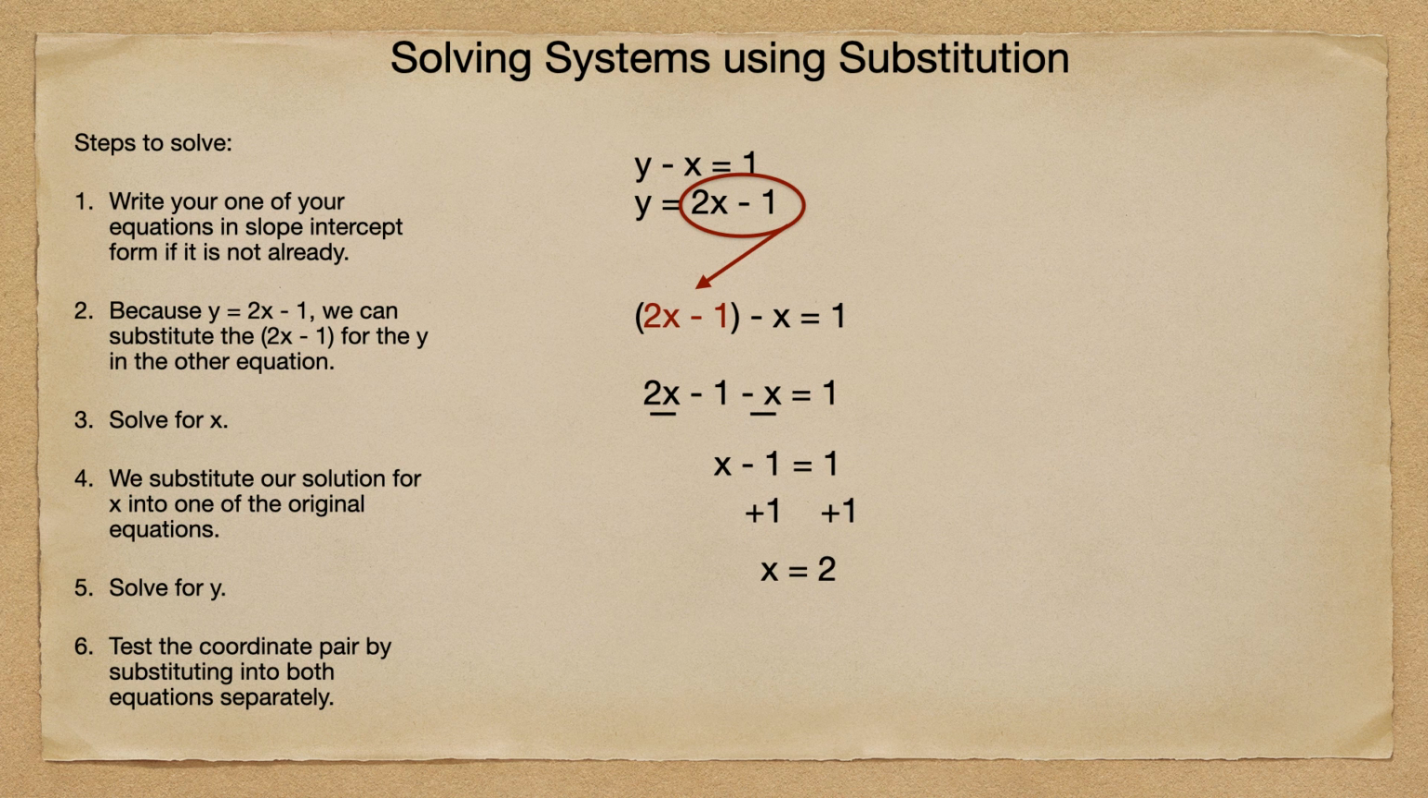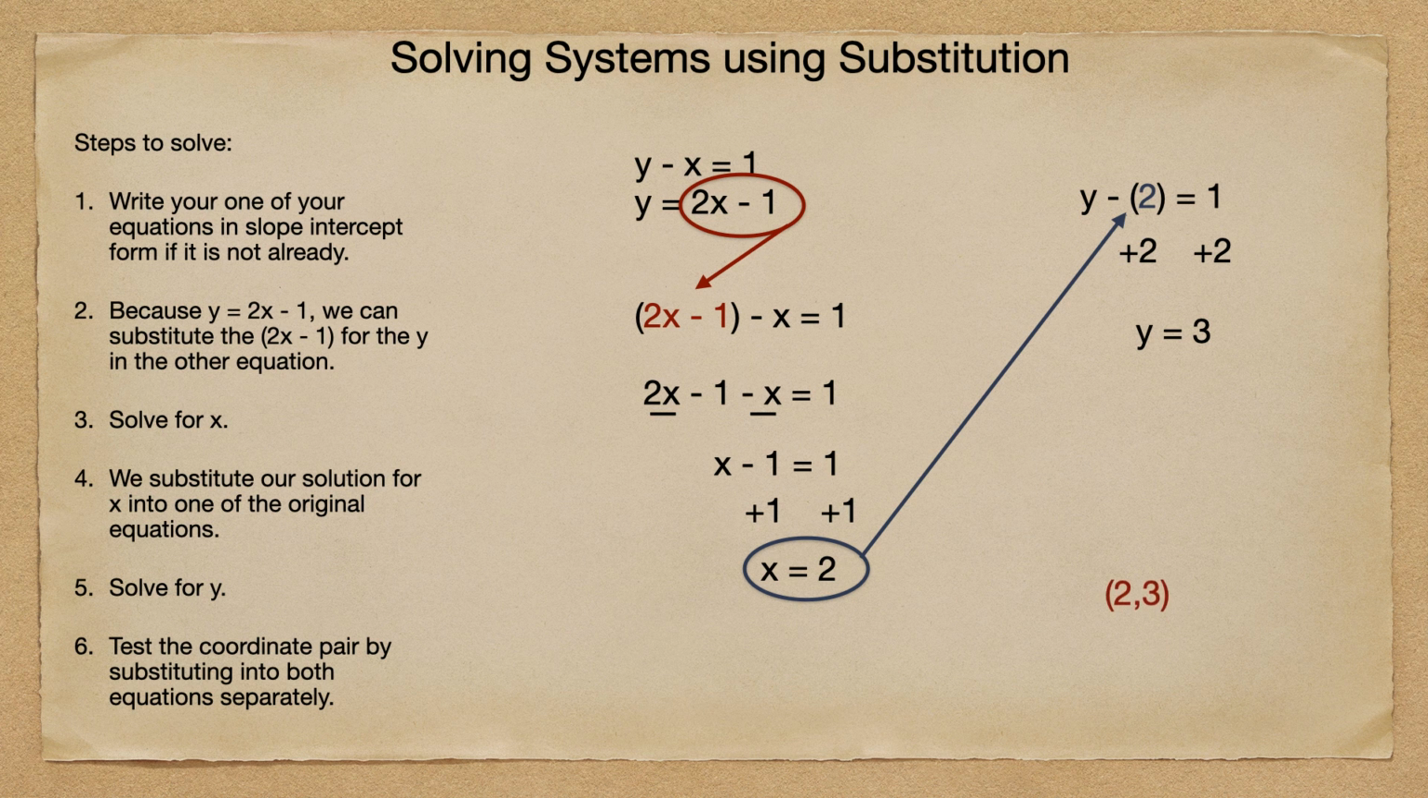Once we have my solution for x, we can now substitute the value for x into the original equation. So we're going to go ahead and take the y minus x equals 1, and we substitute the 2 in place of the x. Here I have now y minus 2 equals 1. We're going to go ahead and additive inverse that 2 to both sides, and we end up with y equals 3. Once I have both parts of my coordinate pair, I have my solution of (2, 3) as a coordinate pair.